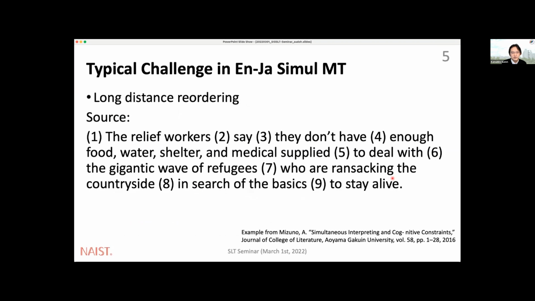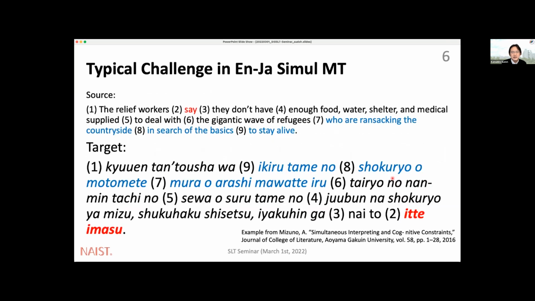This is an example taken from a paper written by Professor Mizuno in Japan. The source sentence consists of these 9 phrases. At the end of this sentence, we can see a long relative clause. In the Japanese translation, this relative clause should be translated at the beginning of the sentence.